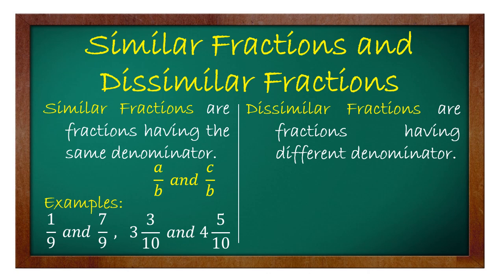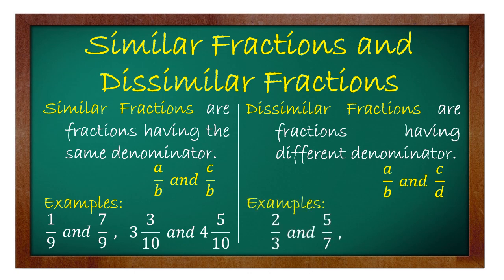While the dissimilar fractions are fractions having different denominator. So, A over B and C over D. So, kung mapapansin natin, magkaiba yung numbers natin sa baba. So, for example, 2/3 and 5/7. So, ang denominator natin ay 3 at saka 7. So, magkaiba. That means dissimilar fractions siya. And then, 2 and 4/9, 1 and 2/3. So, 9 and 3, magkaiba din. So, that means dissimilar fractions.